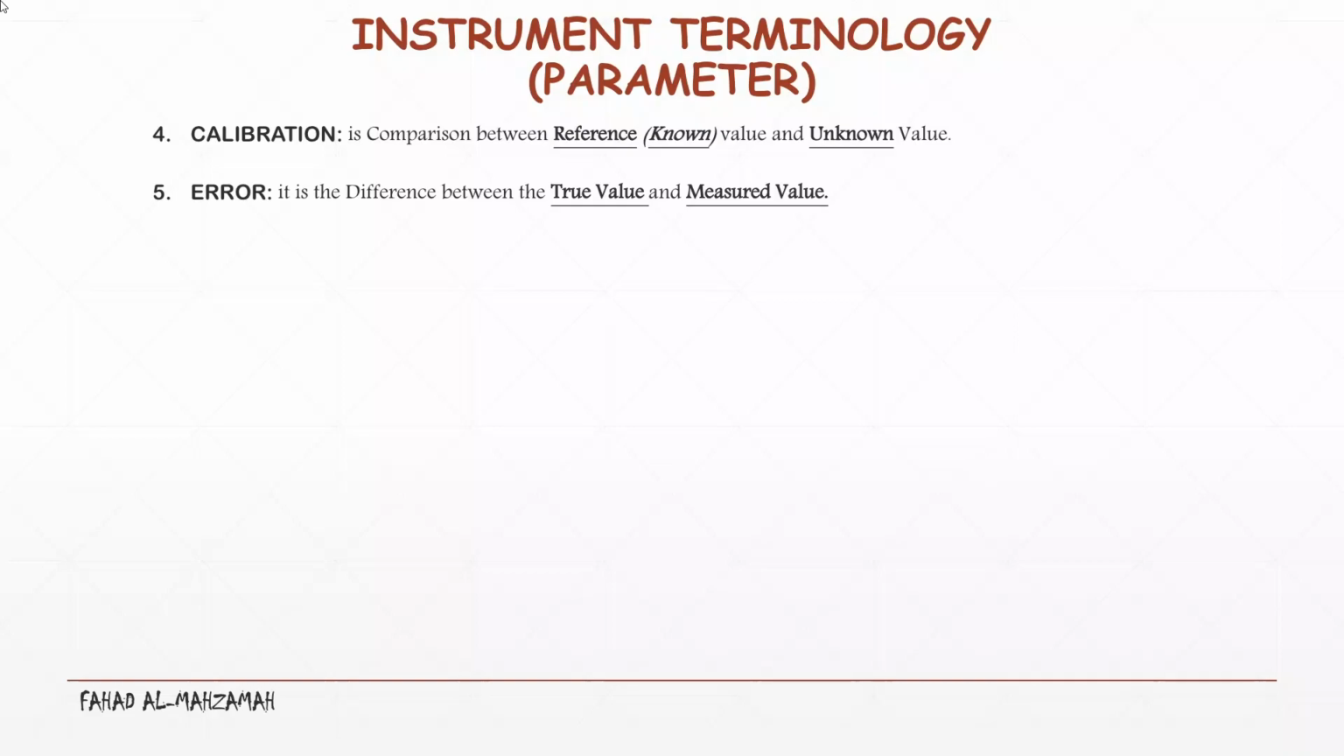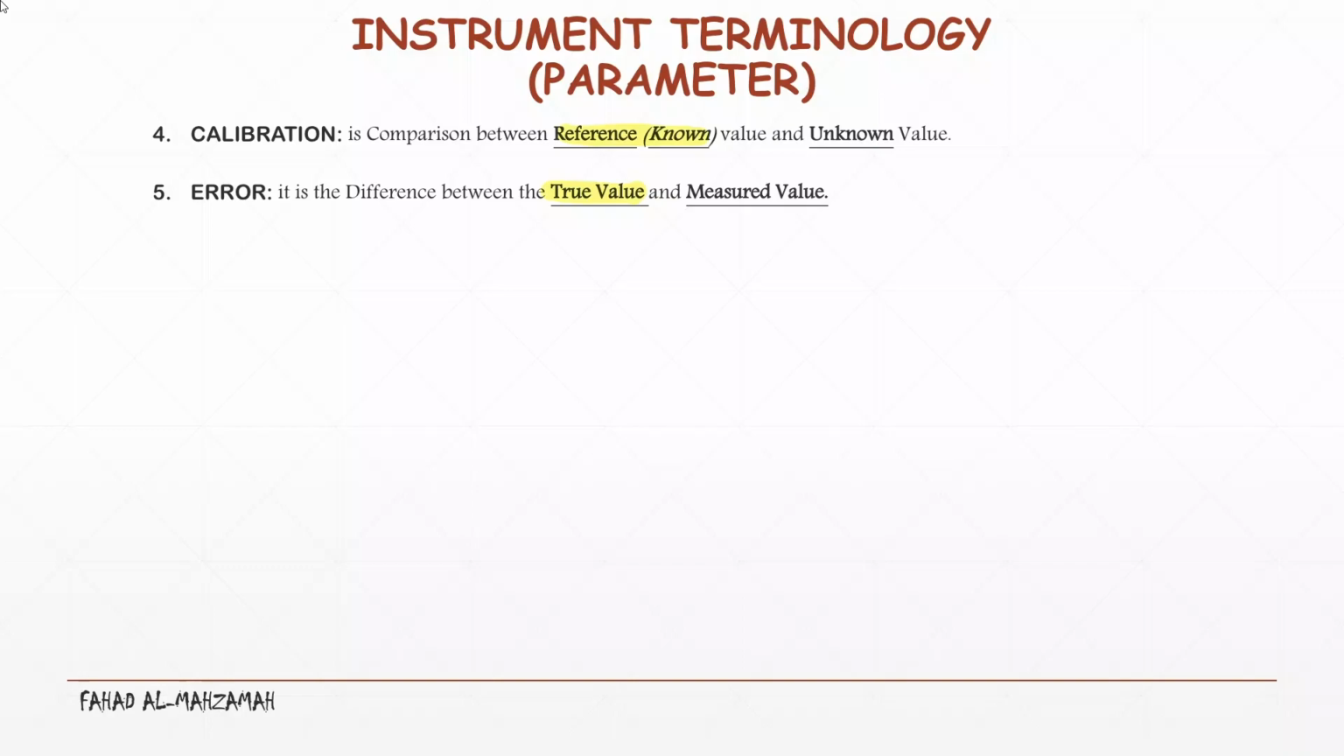Now, the fifth term is called the error. Error is defined as the difference between true value and measured value. So, where do these true values come from? They come from the reference device that you compare with your measurement device. So whatever values come from that reference device, which is this one, are called true values.